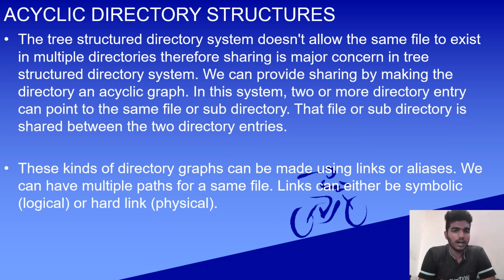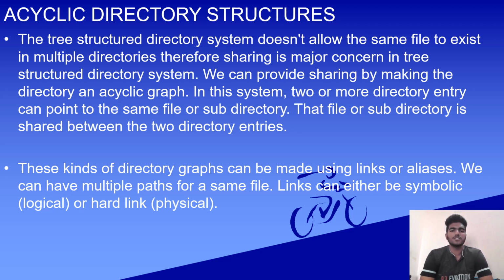So we'll discuss acyclic directory structures now. The tree structured directory system does not allow the same file to exist in multiple directories. Therefore, sharing is a major concern in tree structured directory system. We can provide sharing by making the directory an acyclic graph. In this system, two or more directory entries can point to the same file or subdirectory. That file or subdirectory is shared between two directory entries.